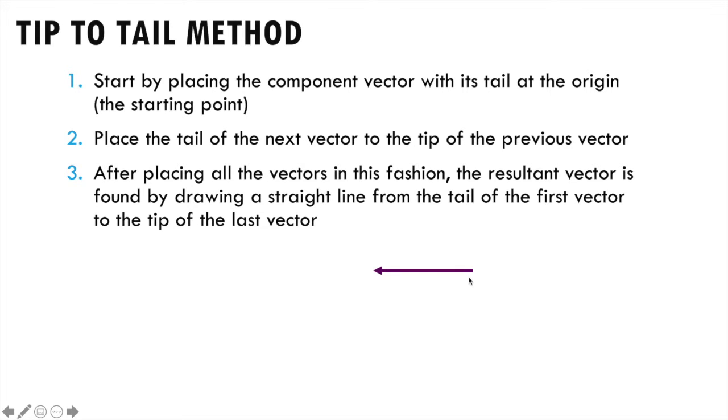So let's say I draw this purple one is my first one right here where is my origin. So I draw this one, then this one, and those are all my component vectors. Then my resultant vector is going to start here and end there. So that would be this red one would be the resultant vector. And that's ultimately what I would be solving for.